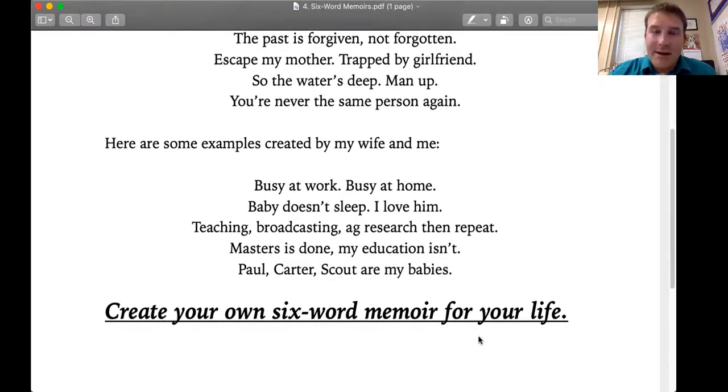So what I want you to do, your homework assignment, is create your own 6-word memoir for your life. 6 words. No more, no less. Not 5, not 7, just 6, to explain your life story.